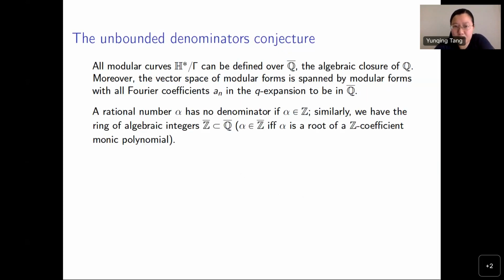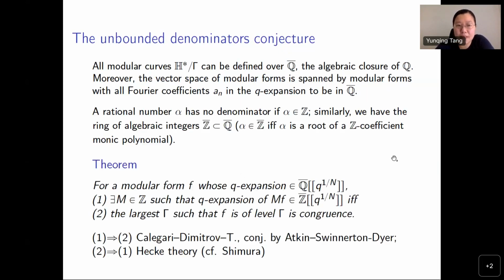And then when we talk about Q bar, having no denominator just means being an algebraic integer. The precise statement of the theorem is the following. When we look at a modular form with q-expansion inside Q bar, the following two are equivalent. The first statement says that its q-expansion has bounded denominator, namely that there is an integer n that kills all the denominators. And this is equivalent to saying that the level of f, namely the largest gamma such that the transformation law for the modular form is satisfied, is congruence.